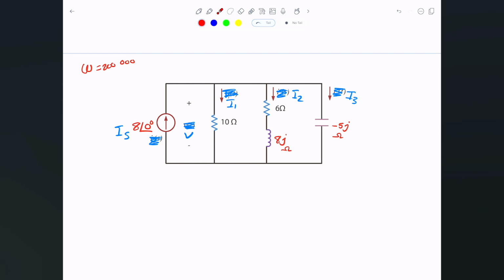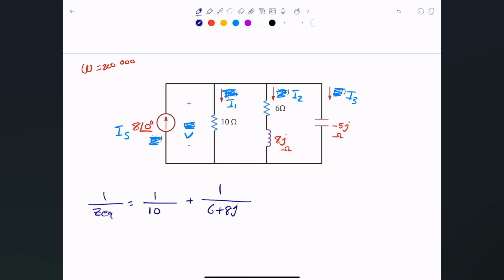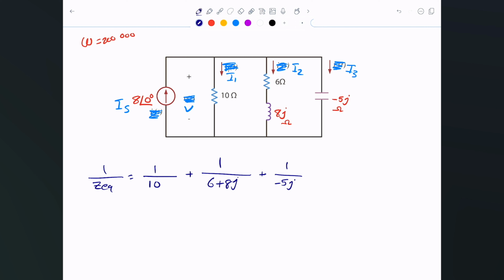So the first thing I'm going to do, since we're not using any fancy analysis technique, is combine these to find what the Z equivalent is. They're in parallel. I have this one here, and this one here. So the Z equivalent seen by the source is the following. 1 over Z equivalent is simply 1 over 10 plus 1 over, hopefully you agree, 6 plus 8j, plus 1 divided by negative 5j. Now we can figure out what Z equivalent is. And what I got on my calculator is the 1 over Z equivalent.